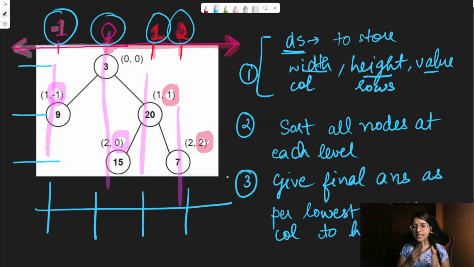And then if in that same vertical, at some row level we are having multiple values, then in that criteria we are required to sort according to the value, that which one is the lowermost value, that we will be returning at the first.